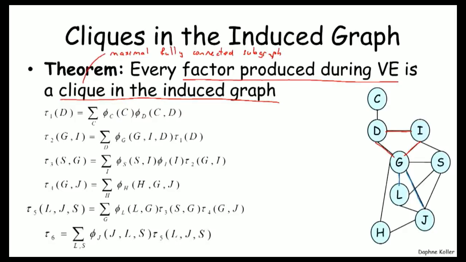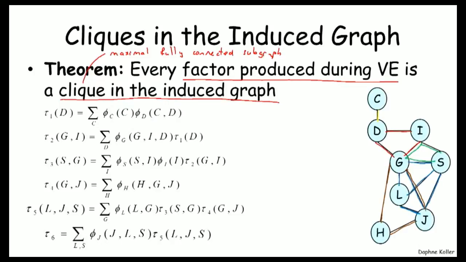Here is a clique that's not maximal. So GLJ is a fully connected subgraph, but it's not maximal because I can add S and still have that hold. So here is another clique in this graph. We have GID being one clique, G, S, L, and J being another clique. We're going to have a third one, which is G, S, and I. Another one, which is CD. And a final one, which is G, H, and J.